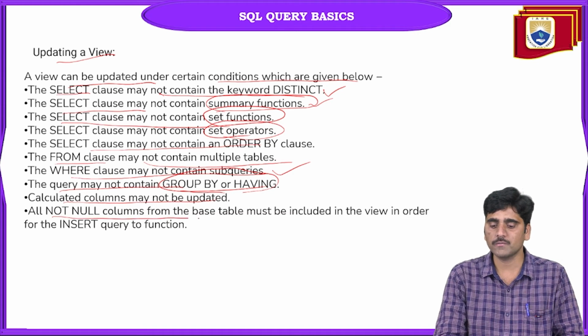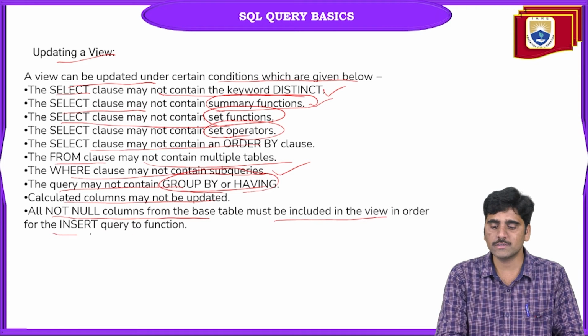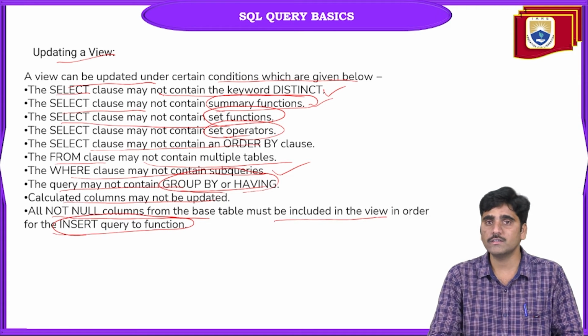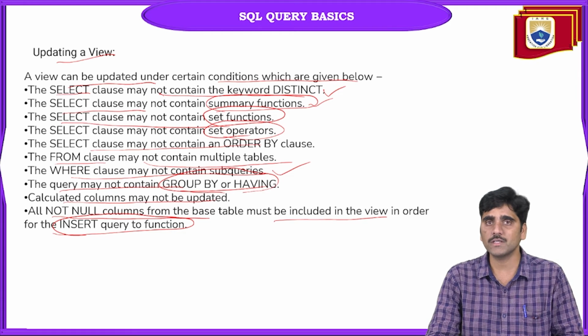All not null columns from the base table must be included in the view in order for the insert query to function. So all not null columns from the base table must be included in the view in order for the insert query to function. So these are some certain conditions for updating the view.